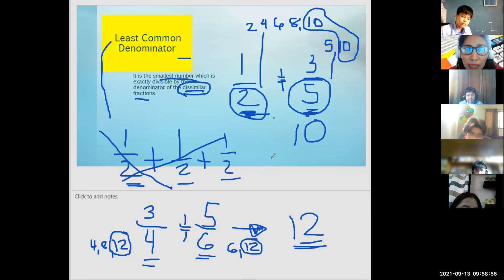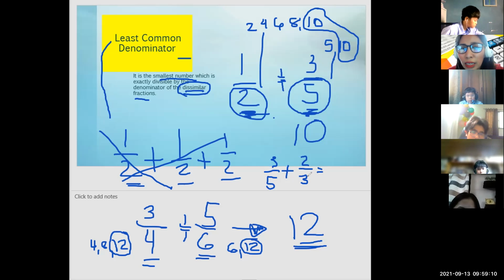We can do that. Say, 3/5 plus 2/3. We cannot simply add 5 plus 3 here. We need to make their denominators similar first before adding. That's the purpose of getting the LCD. What is the LCD of 5 and 3 so that we can proceed with addition? We cannot proceed with addition unless their denominators are the same.